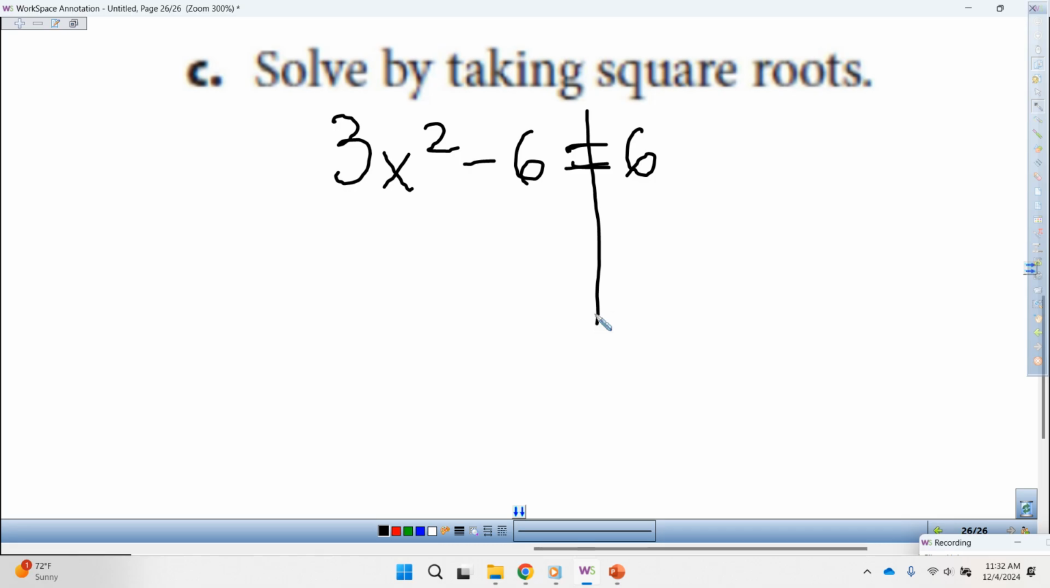So what do we do? Joseph, pass him one. Elijah. Add 6 to both sides. We end up with 3x squared equals 12. Pass him one. Renzo.